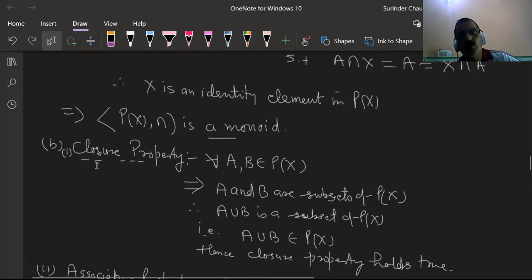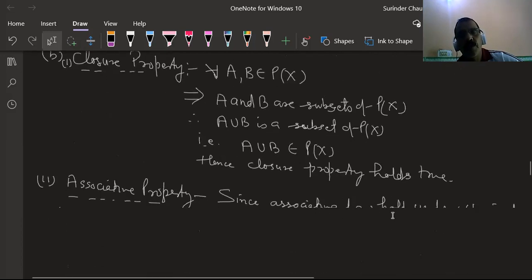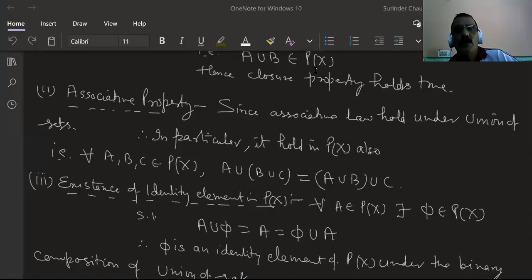Next is the union of two sets forming a monoid. For the union of the power set forming a monoid, for all A, B belongs to Px, both are subsets of X. Therefore, their union is also a subset of X. That is, A union B belongs to Px, which implies closure holds in Px. Next is the union of two sets.